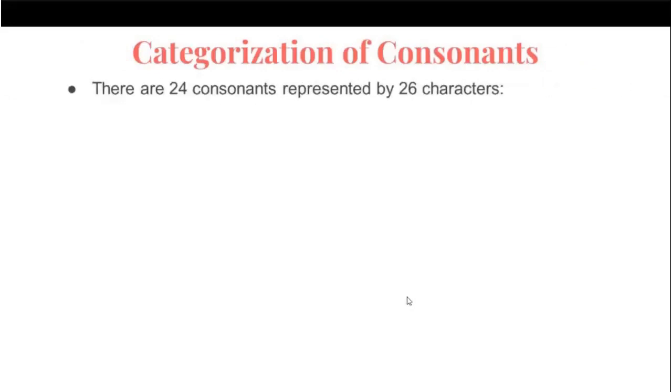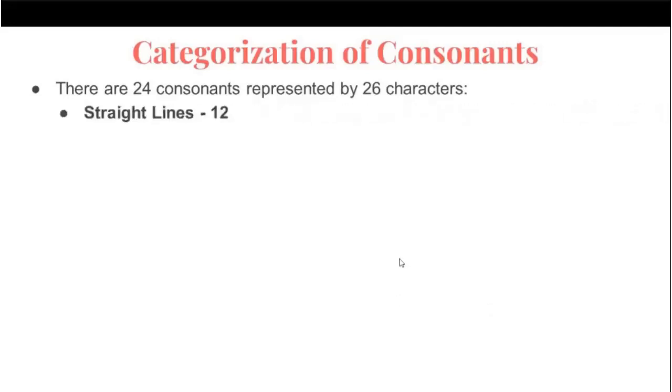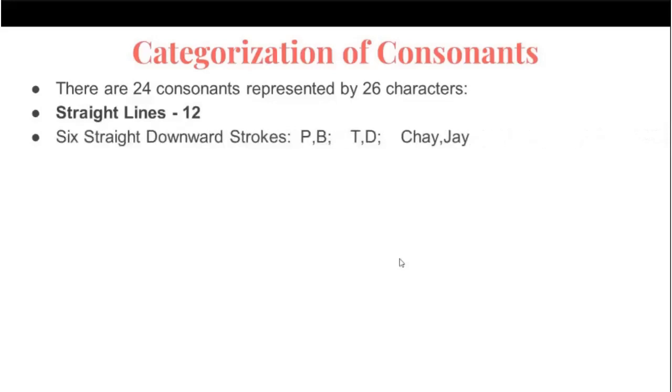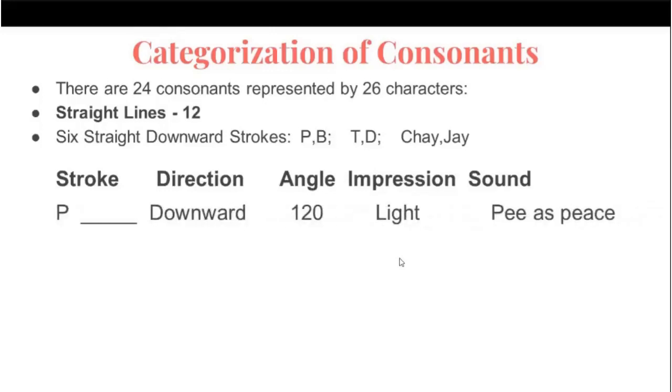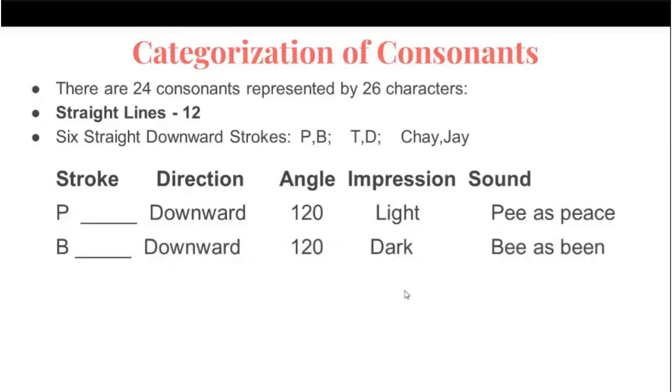In the categorization of consonants, there are 24 consonants represented by 26 characters. Straight lines, 12. 6 strokes downwards: P, B, T, D, CH, J, and these are the directions as well as angles of the strokes. P, a downward stroke at the angle of 120 degrees. It is a light stroke, for example P as in pay. B is a downward stroke at the angle of 120 degrees. It is a dark stroke. It is a wide stroke. B as in bay.